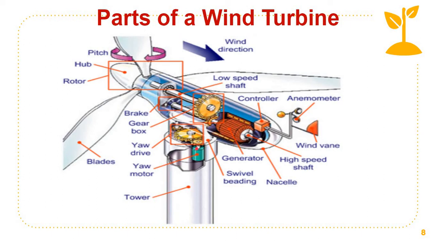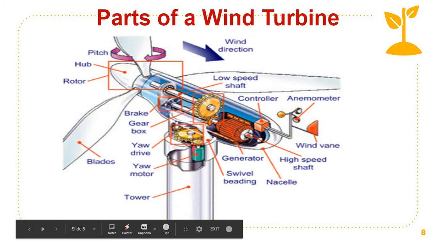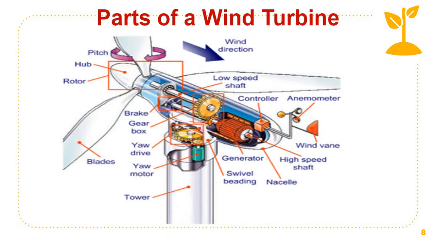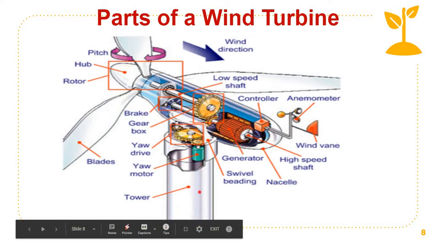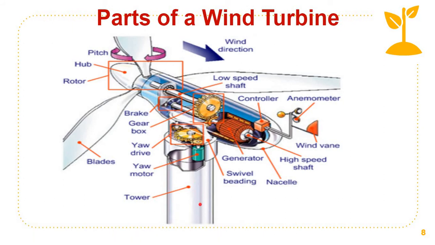There is a yaw drive and yaw motor here. This yaw motor is essential to make the direction of the rotor perpendicular to the wind direction. The wind direction might slightly change, and the yaw motor will adjust the rotor in such a way that it always faces the wind. The swivel bearing and the swivel wires are essential to take out the generated electricity from a rotating part to a stationary part, and the cable goes down the tower to the transformer.